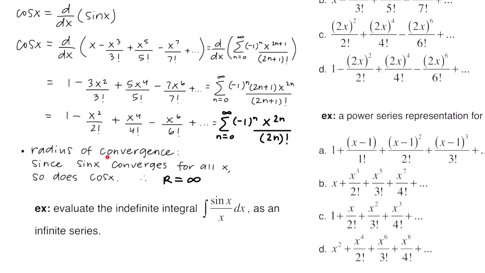And then for our radius of convergence, I just wrote out since sine of x converges for all x, so does cosine of x. So again, for cosine of x, the radius of convergence is r equals infinity.